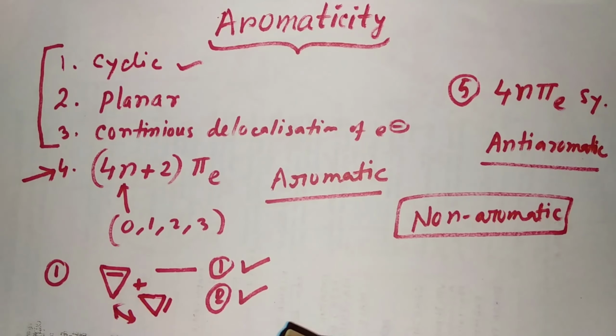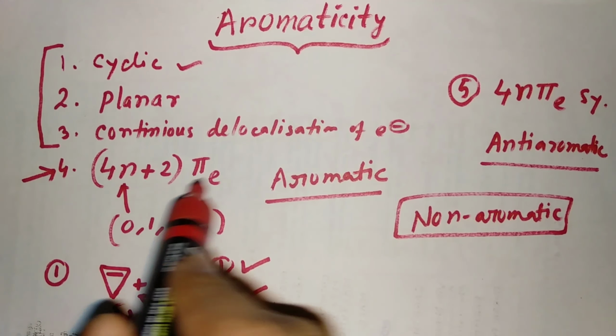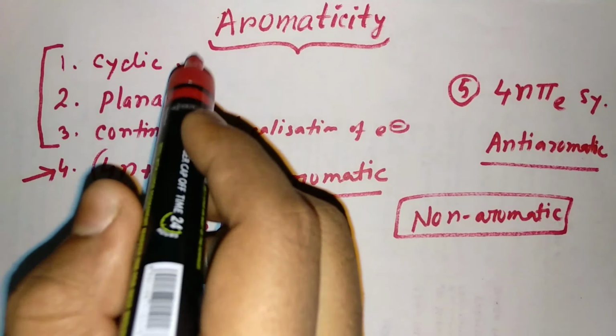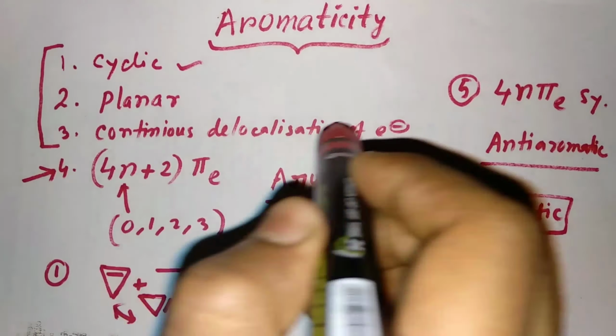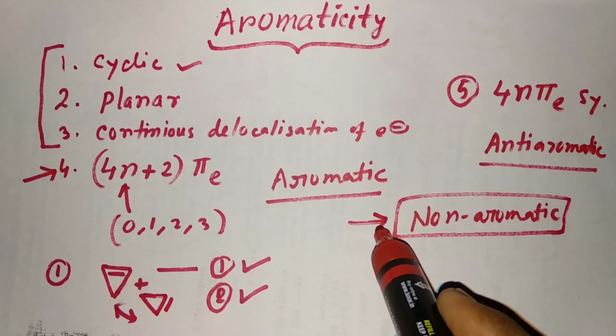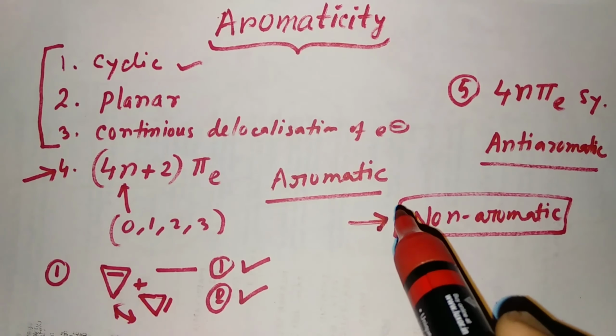So even if the system seems to follow the fourth or fifth rule, you cannot say that the system is aromatic or antiaromatic. If the system doesn't obey any of the first, second and third rules, then you can easily conclude that the system is non-aromatic. But if a system obeys these three rules and then obeys the fourth rule, we will say the system is aromatic. Otherwise, if it obeys the fifth rule, we will say the system is antiaromatic. If it obeys neither, then the system will be non-aromatic. So this is all about the basic example.